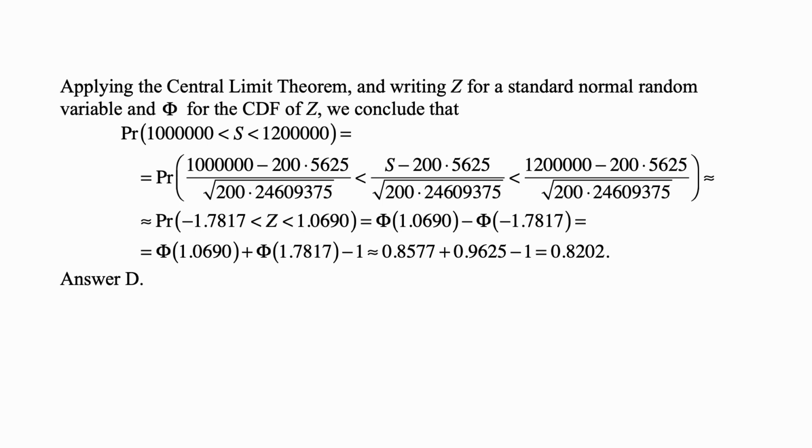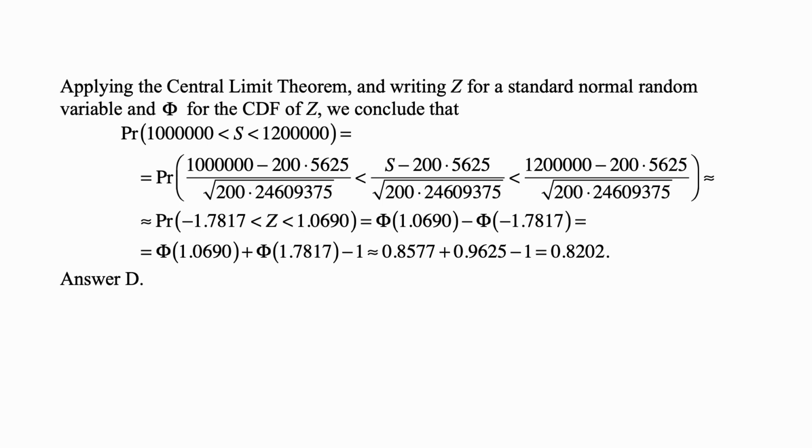That's approximately equal to the probability that negative 1.7817 is less than Z, because after we subtract the mean of S and divide by the standard deviation, since S is a sum of 200 independent identically distributed random variables, by the central limit theorem S is approximately normal, so when we standardize it by subtracting the mean and dividing by the standard deviation, it becomes approximately standard normal. So we have the probability that the standard normal Z is greater than negative 1.7817 and simultaneously less than 1.0690.